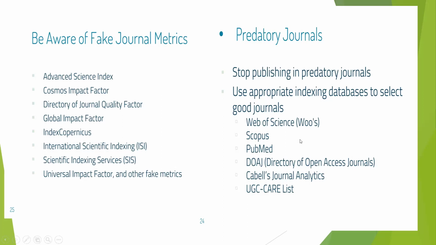Now, which are good journals? The journals which say that they are indexed in the Web of Science, then Scopus, then PubMed, then DOAJ, that is Directory of Open Access Journals, then Cabell's Journal Analytics, and UGC CARE. Now this UGC CARE list is continuously getting updated. Whenever they find that a particular journal is not good, it has become fake now, though previously it was good, they immediately remove that journal from the list. You can find the UGC CARE list just by searching Google for UGC CARE list, or even on the SPPU website.